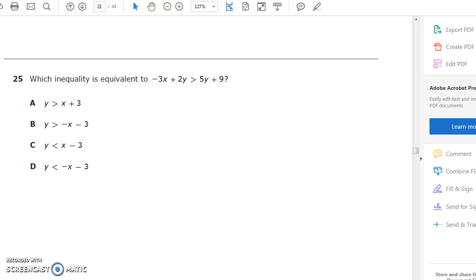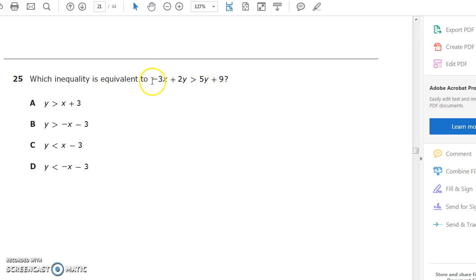All right, question 25, about 21% of students got this correct. So let's see what it says. Which inequality is equivalent to negative 3x plus 2y is greater than 5y plus 9?